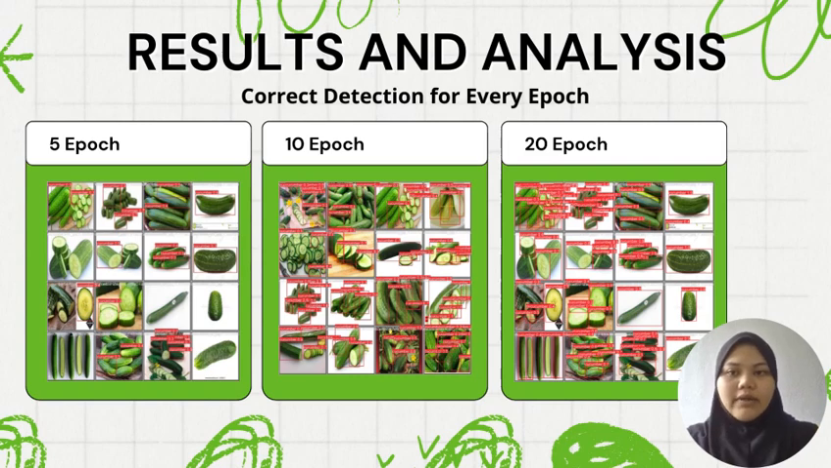Next, the result and analysis is about correct detections. Every epoch setting has its own detections. For 5 epochs, it can only detect at about 0.3 to 0.4. But for 10 epochs and 20 epochs, it can detect between 0.3 and 1.0.